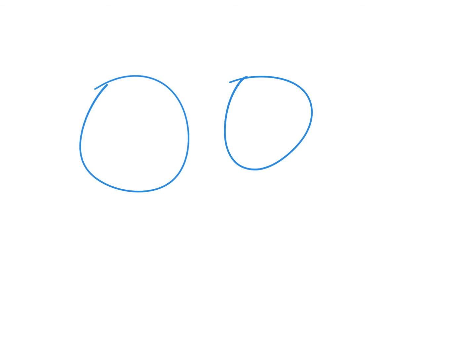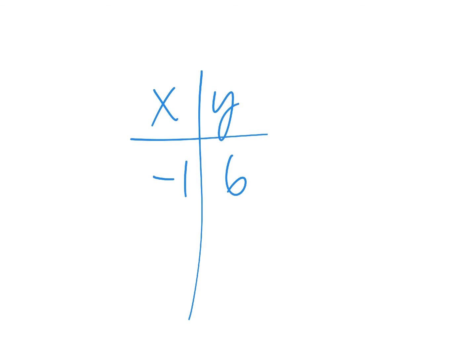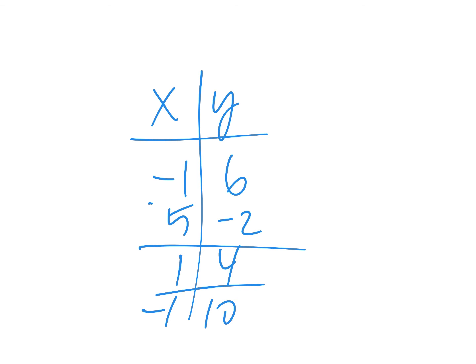It's got one of those little thingies. Thank you. Oh, it's that. I'm sorry. I thought it was this. Okay. Thank you. Let me copy that chart down. X, Y, -1, 6, 5, -2, 1, 4, -1, 10. Thank you. All right. What are we supposed to do with this?